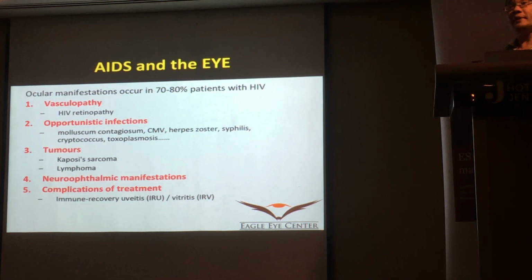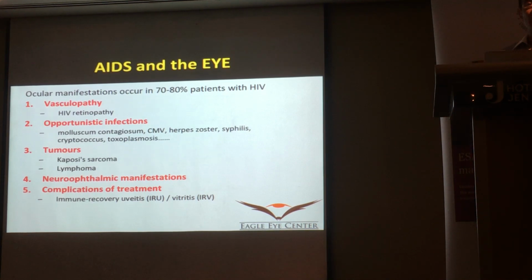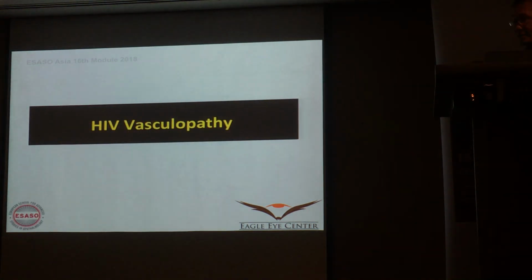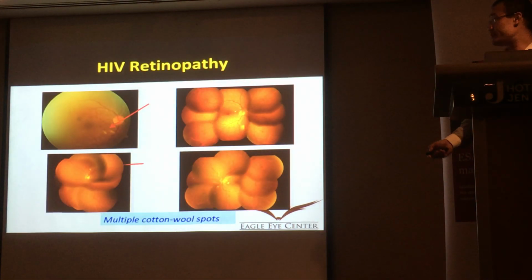Now, briefly, HIV in the eye or AIDS in the eye can be divided into 5 different categories. And remember, up to almost 3/4 of patients will have some problem in their eyes, mild to severe or otherwise. Vasculopathy, especially HIV retinopathy, complicating infections, which are a whole bunch, I'll go through them, tumors, neuro-ophthalmic manifestations, and complications of treatment. So broadly, there are these 5 problems that you will see in regards to AIDS and the eye. Now we're going to pictures, words over. HIV vasculopathy or HIV retinopathy.